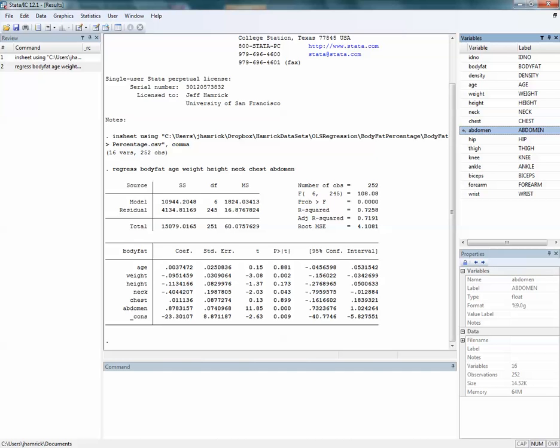There doesn't appear to be anything wrong from the regression output, but because some of these independent variables like weight and height and neck and chest and abdominal circumference are likely to be positively correlated with one another, and probably very positively correlated with one another in the case of, for example, weight and abdominal circumference, we suspect that this model may in fact have a multicollinearity problem.